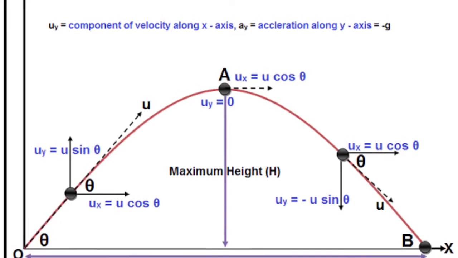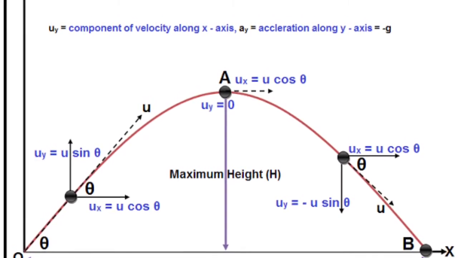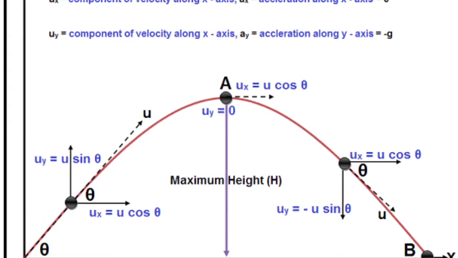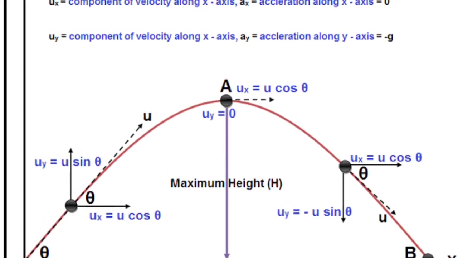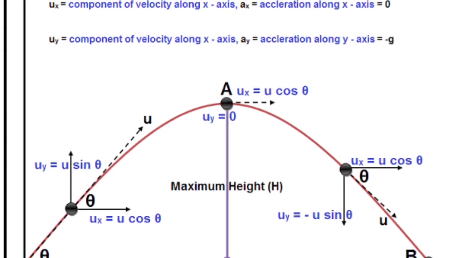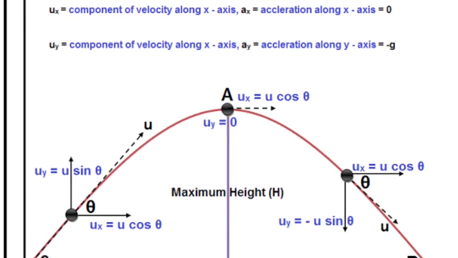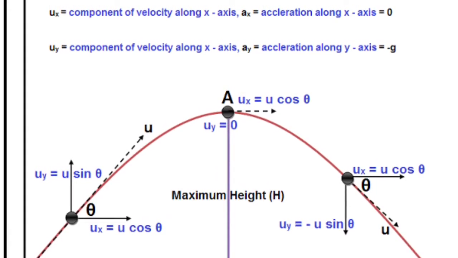A projectile is an object upon which the only force is gravity. Gravity acts to influence the vertical motion of the projectile, thus causing a vertical acceleration. The horizontal motion of the projectile is the result of the tendency of any object in motion to remain in motion at a constant velocity.